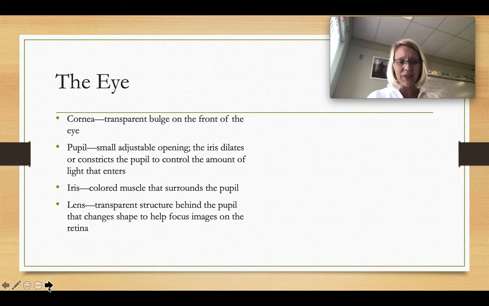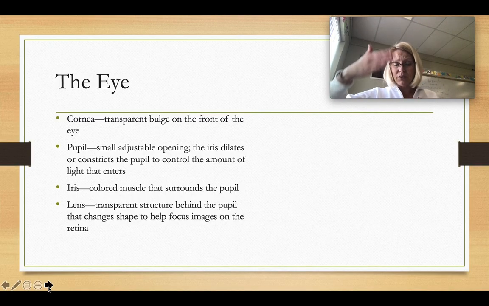The lens is a transparent structure behind the pupil that changes its shape to help focus the image on the retina. If you're at all into photography, you understand how you have to change the lens to get a good clear view. This is what the lens is doing for your eye. It's helping you focus, helping you get a clear look at the images on the retina. And the retina is coming up here. We're going to talk about the retina on its own slide because it's really that important.